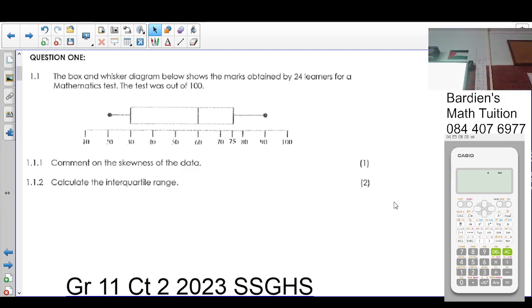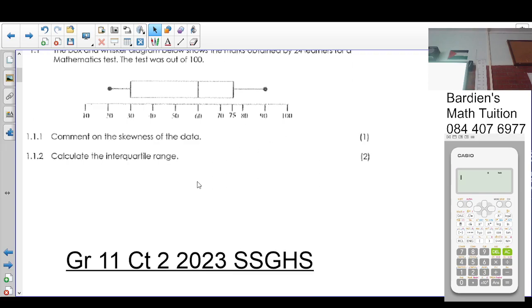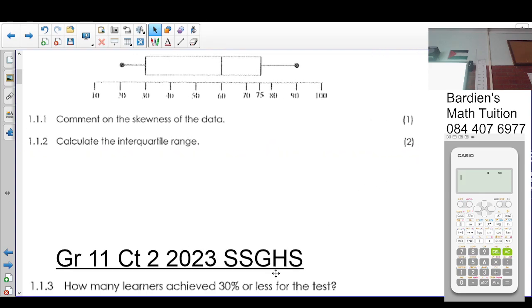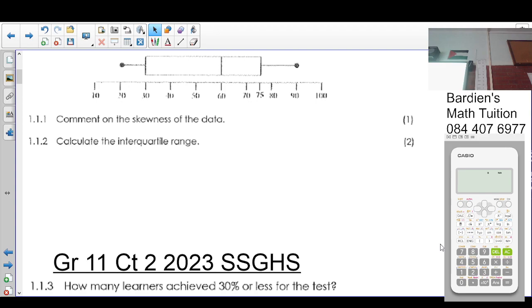So we are told here that the box and whisker diagram below shows the marks obtained by 24 learners for a mathematics test. The test was out of 100. Okay, for some reason or other, the scanners, it wasn't a very good copy. Question paper and memo can be found in the description box below. So it says comment on the skewness of this data. So we can basically say, as you can see, this is bigger. The data is skewed to the left or negatively skewed.